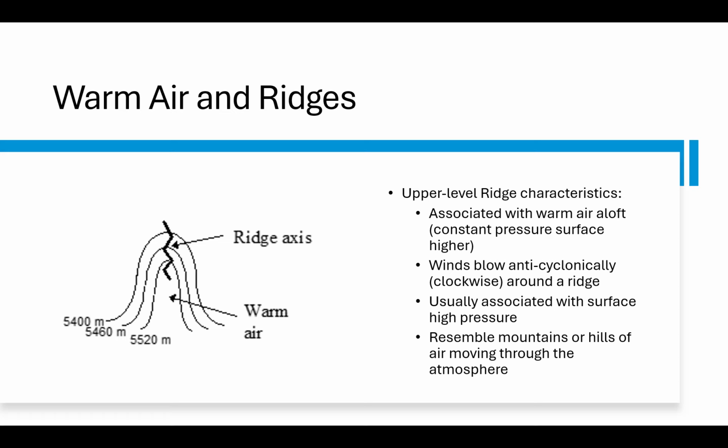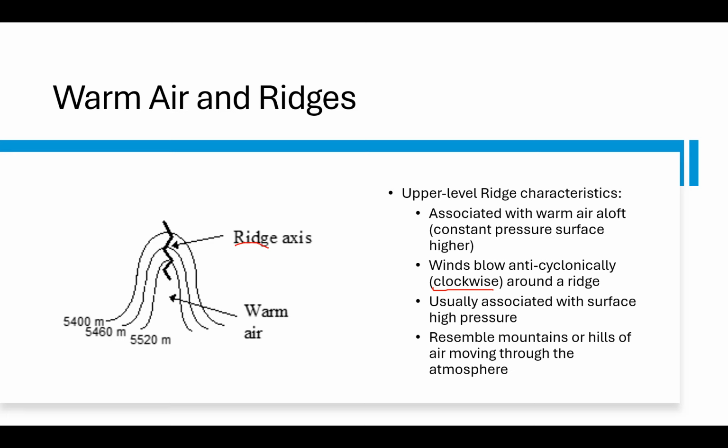The winds are going to blow anticyclonically, or kind of like the hands of a clock on a wall, around the ridge. Usually associated with surface high pressure are these upper level ridges, and upper level ridges resemble mountains or hills of air moving through the atmosphere. So now let's examine this diagram on the left.